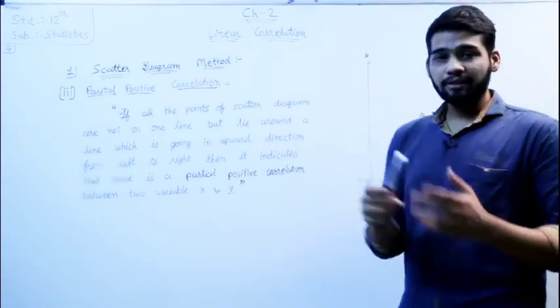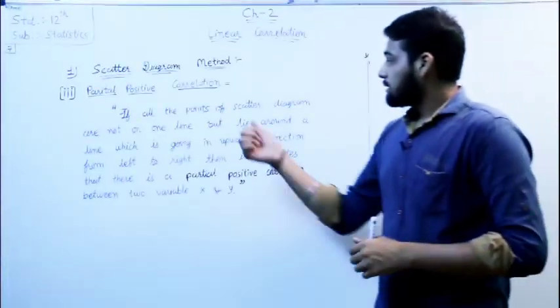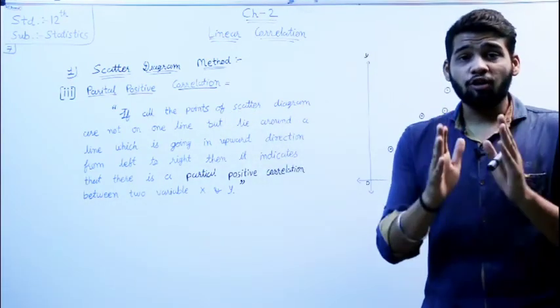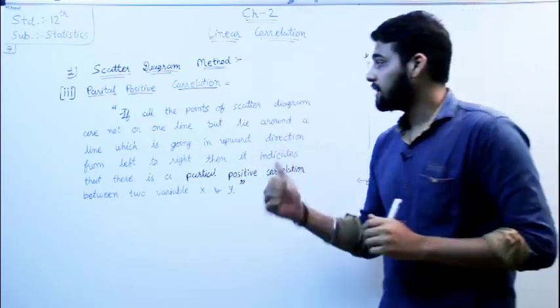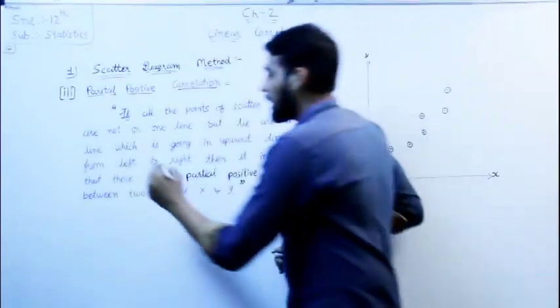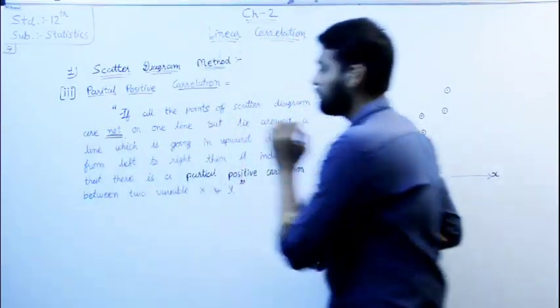In perfect positive correlation, all the points of the scatter diagram are on one line, and here all the points of the scatter diagram are not on one line.